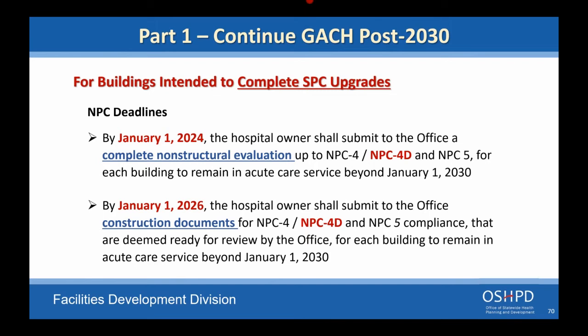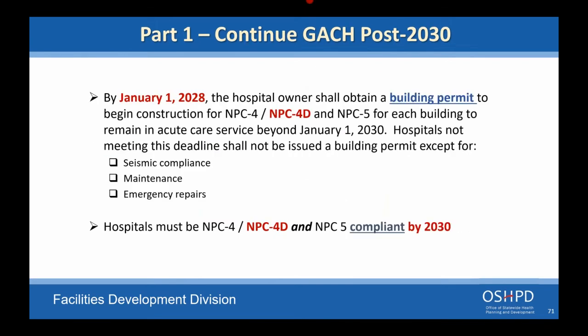So 2024, we have to be notified. By 2026, we need construction drawings. By 2028, the facility should have obtained a building permit to begin the construction to change that. If it's not done, the hospital will not get any further permits other than seismic compliance, maintenance, and emergency repairs. Just a reminder, the hospitals must be NPC 4 or NPC 4D and NPC 5 compliant by 2030. There are different requirements there, so that's why the "and."